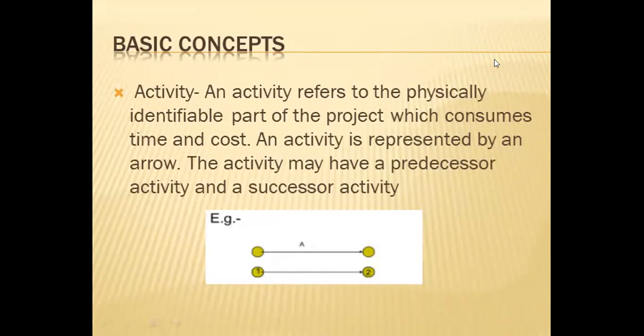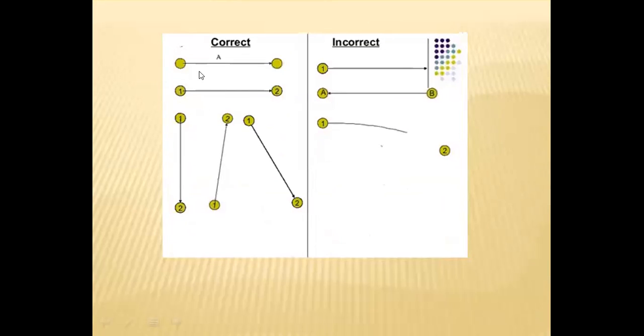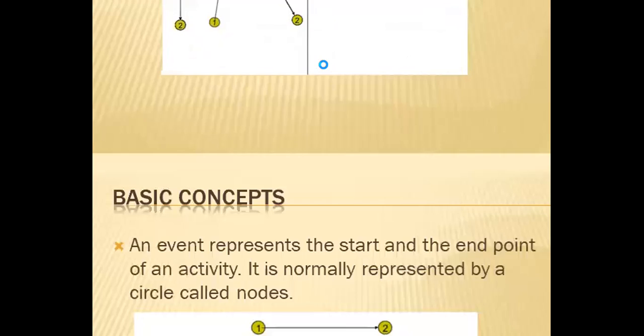physically identifiable part of the project which consumes time and cost. An activity is denoted by an arrow, and the arrow may point in a forward or downward direction, but it can never be in the reverse direction. For example, an activity shown by an arrow.